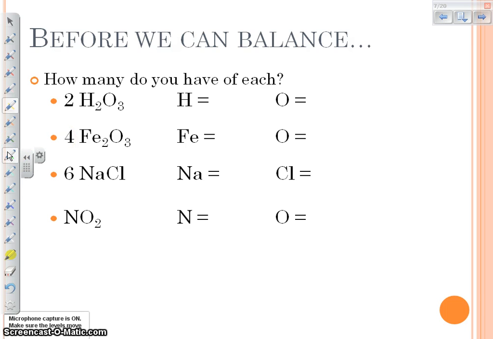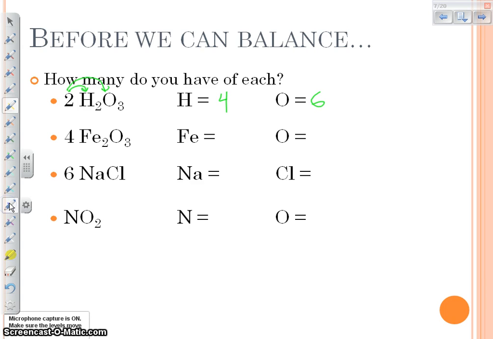You should hit pause, and then you should try the other three. So for instance, this 2 is kicking over to the H, and it's kicking over to the O. So I'm going to take 2 times the 2 hydrogens. That means I've got 4 hydrogens. And I've got 2 times the 3 oxygens. 2 times 3 gives us 6 oxygens. I would go ahead, pause it, and work through the next 3.